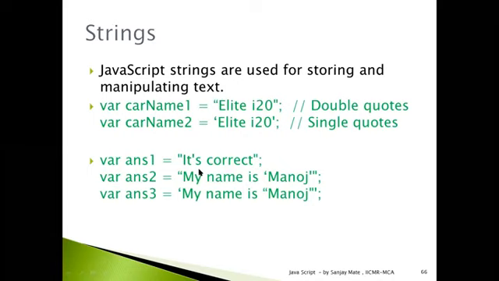Here are the 3 examples I have taken. It's correct. So my name is Manoj. Manoj I am including in single quotes, and the whole string I am including in double quotes. I can do it like this also. I'm including the whole string in a single quote and Manoj in double quotes. That is also possible.